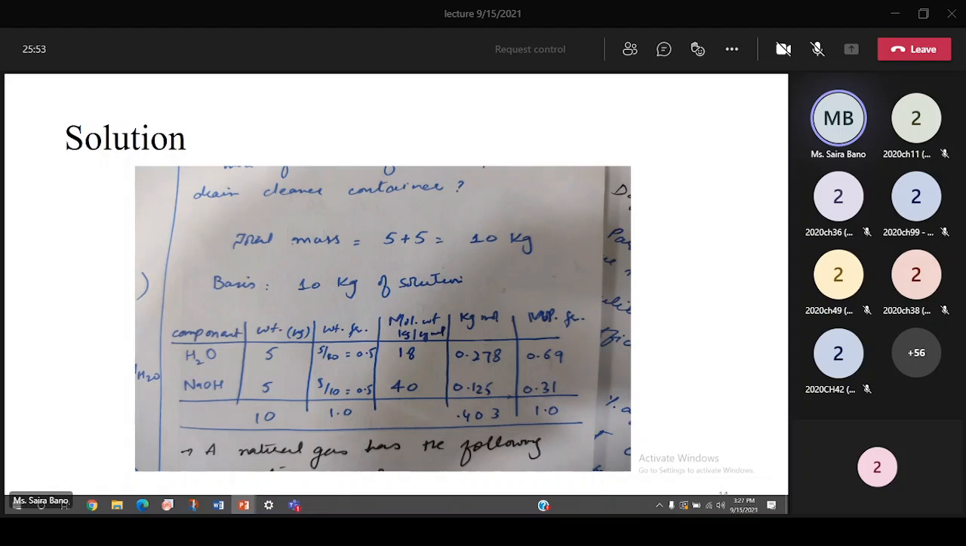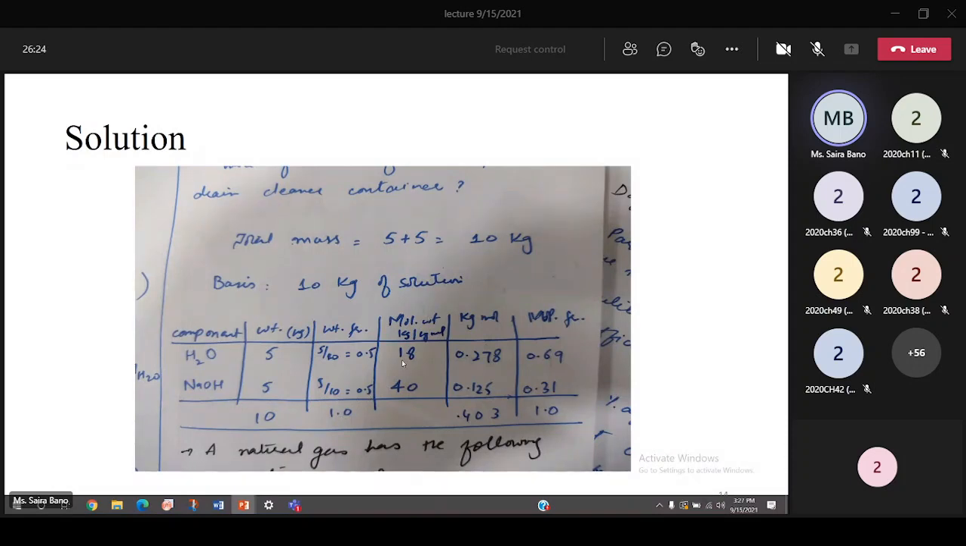Okay, so here total mass is 10 kilogram. You have to take the basis of 10 kilogram of solution. So in the table, components column: water and sodium hydroxide. Next is weight, which is given in kilograms: 5 kilogram and 5 kilogram, total is 10. To find the weight fraction, weight of a single component divided by total weight, which is 0.5. Then weight of the second component divided by total weight, which is also 0.5. And the sum of both fractions is 1.